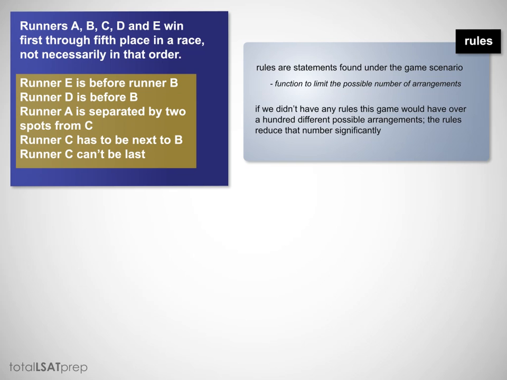If we didn't have any rules in this game, the runners A, B, C, D, and E, who win first to fifth place, would have probably over 100 different possible arrangements. But the rules reduce that number significantly.